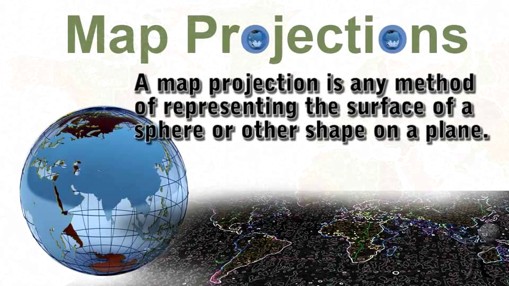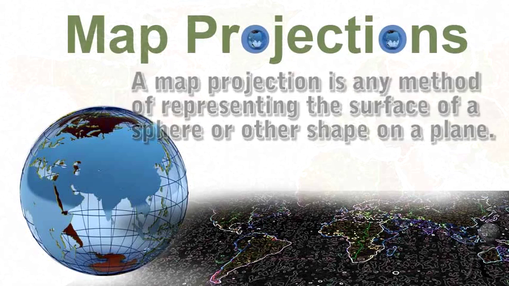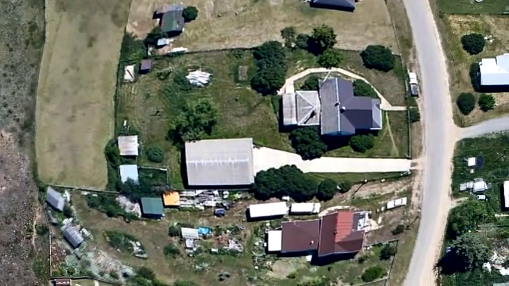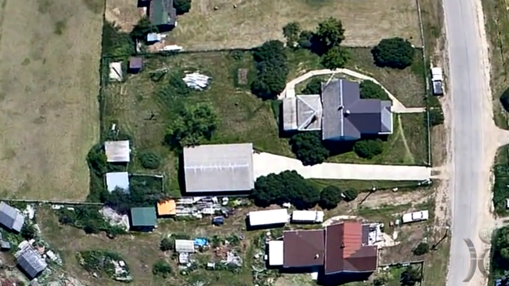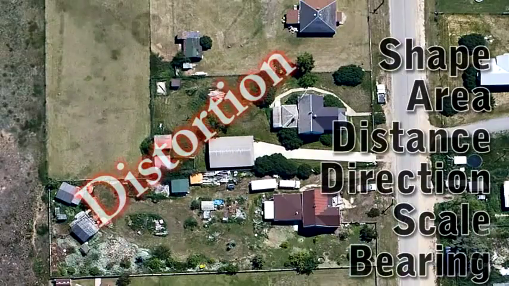distortion is always introduced into the projected data. Any map that we look at on a piece of paper or in 2 dimensions has inherent distortion. This distortion may come in the form of shape, area, distance, and/or direction.